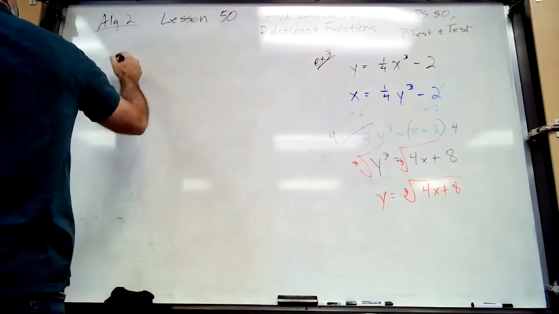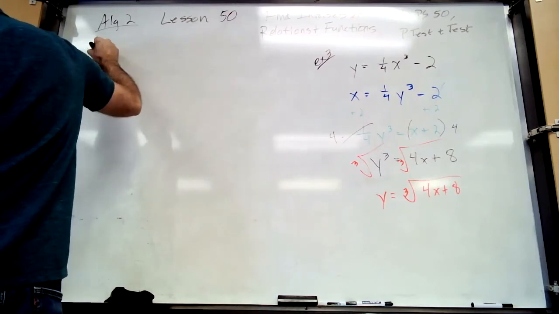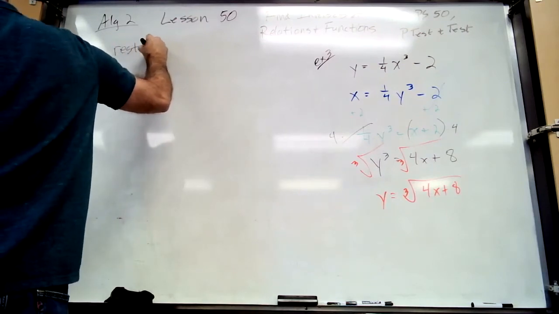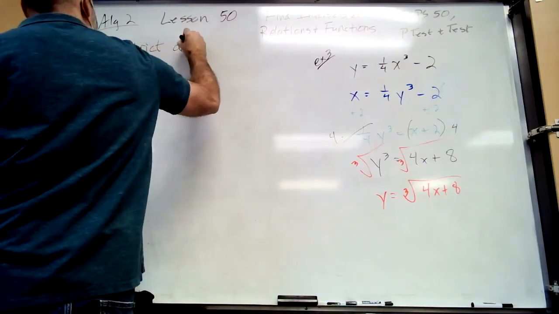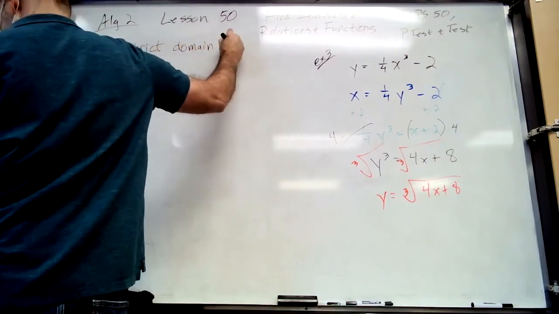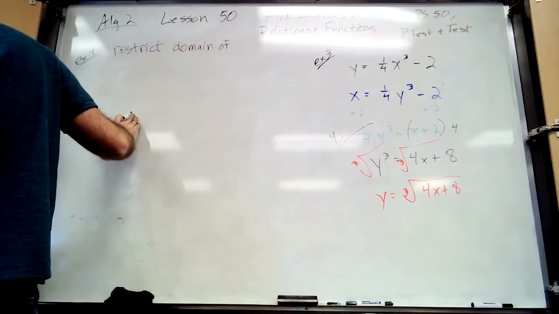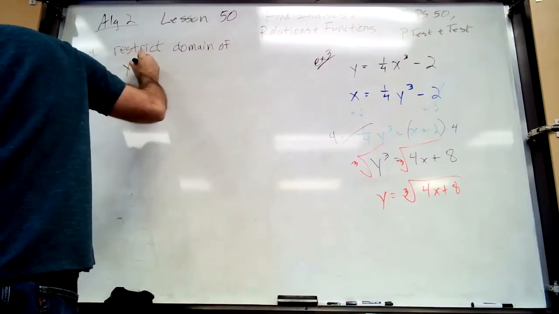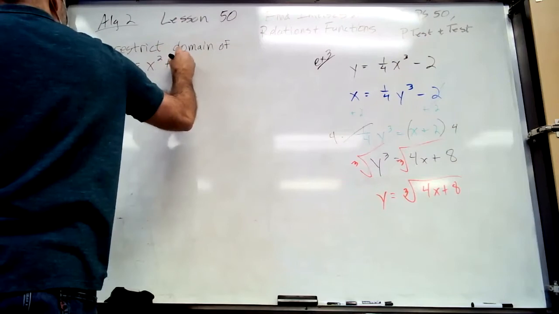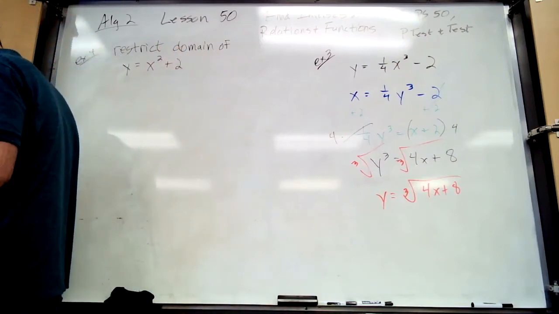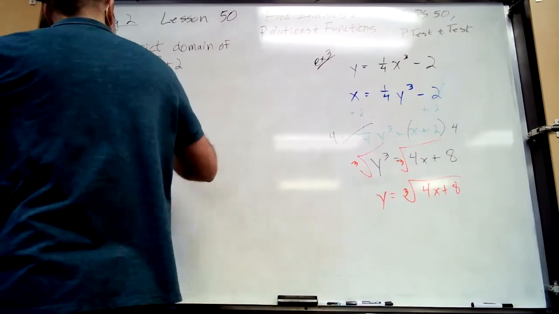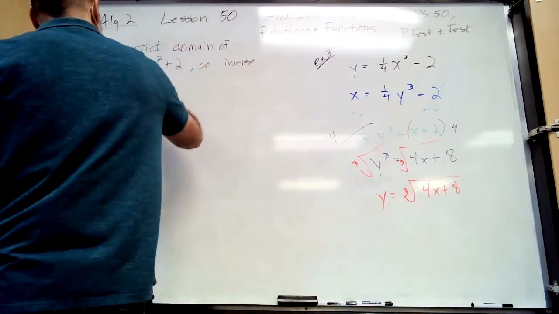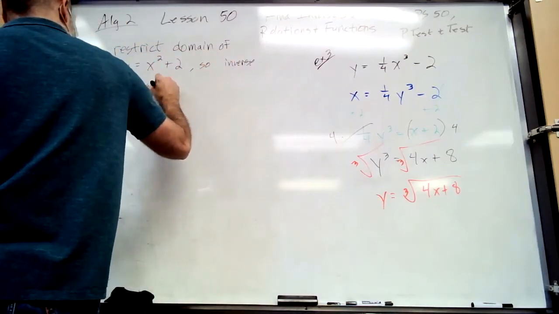Okay, so in example 4, we are going to restrict the domain of y equals x squared plus 2. We're going to restrict it so that the inverse remains a function.